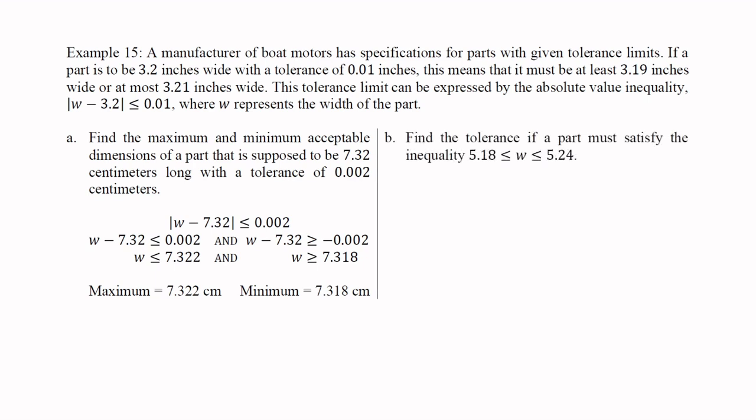Now we're going to find the tolerance of a part that must satisfy the inequality 5.18 is less than or equal to W, which is less than or equal to 5.24. So to do this, we're going to take our compound inequality and subtract 5.21 from each part so that we get negative 0.03 and positive 0.03 on either side. Then we can write it as the absolute value of W minus 5.21 is less than or equal to 0.03. So the tolerance is 0.03 centimeters.